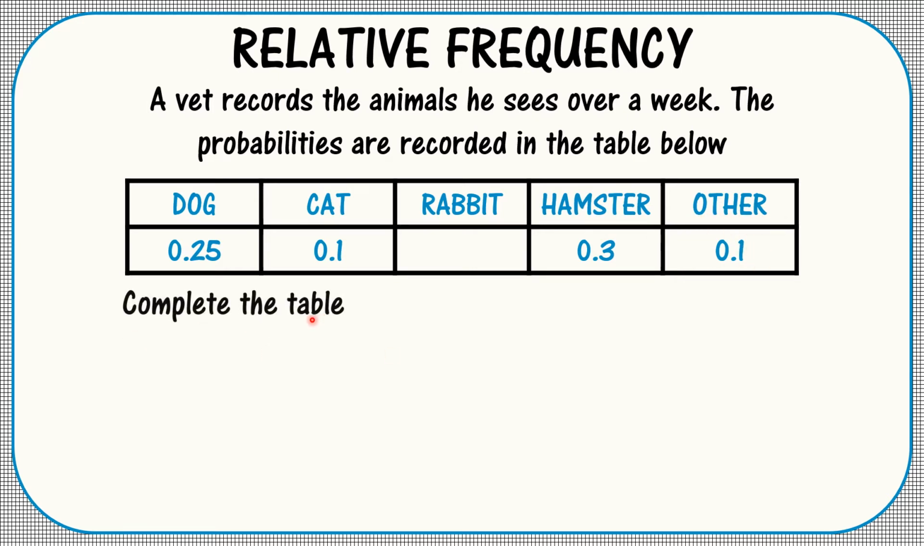Complete the table. As we should know from the previous slide is that all of these probabilities should add up to 1. Therefore, we'll put this x as this is an unknown, which is what we are trying to work out.